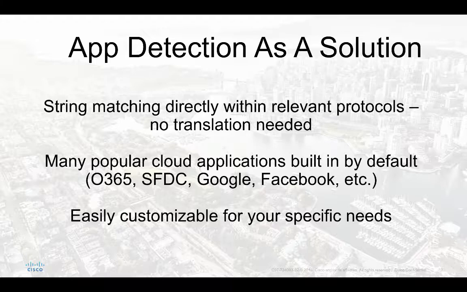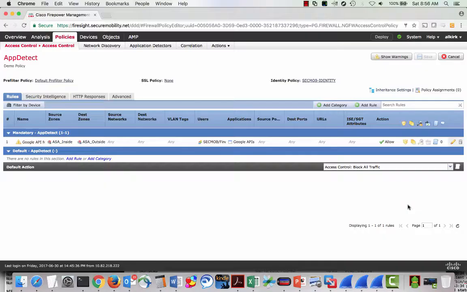Out of the box, Cisco supplies thousands of prepackaged application detectors, including many popular cloud applications that you might wish to control access to, like Office 365, Salesforce.com, Google, Facebook, etc. But it's surprisingly easy to create your own detectors for services that we as Cisco don't maintain. So first, let's talk about how to use built-in application detectors to control access to public services.